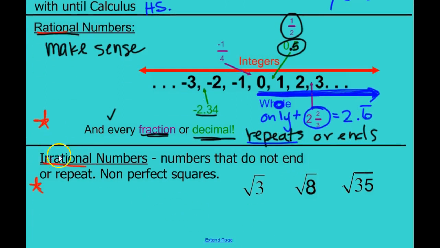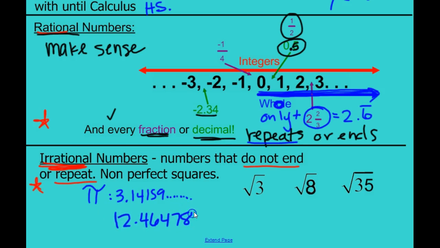Then we have this tiny category that are irrational. These are the odd guys, the weird numbers, okay? They don't end or repeat. And there also are non-perfect squares. So first, numbers that do not end, like pi is 3.14159, and it goes on and on and on, like hundreds and thousands of numbers, okay? There's no end to it. Also numbers that don't repeat. For example, like 12.464789, okay? It's going to go on, and it's not going to repeat.